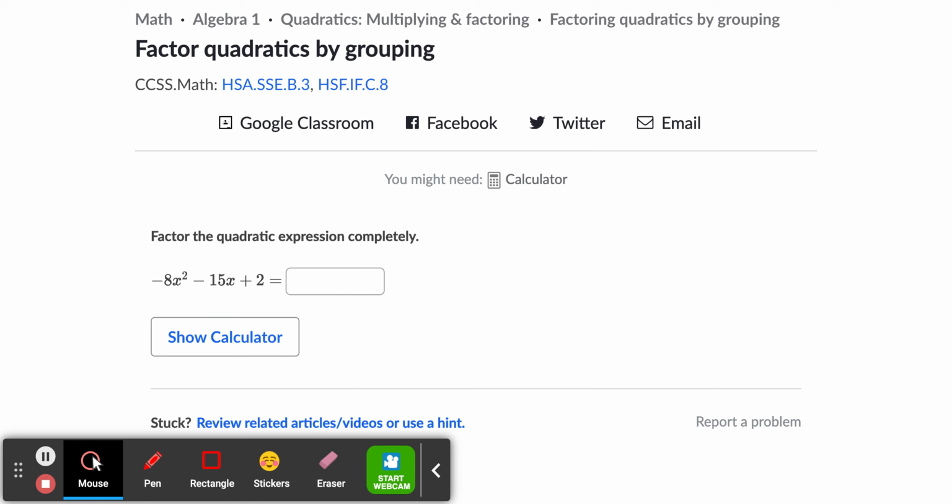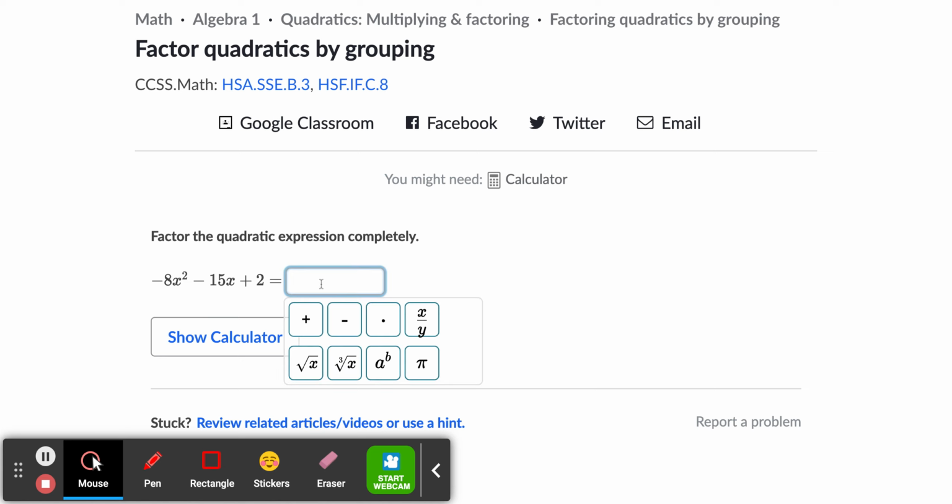So here's what happens. One method is you just guess and check, right? We know it's going to split up into the product of two binomials. The problem with this is you might spend a lot of time guessing and checking, which is not wrong, but you kind of have to choose which you prefer.